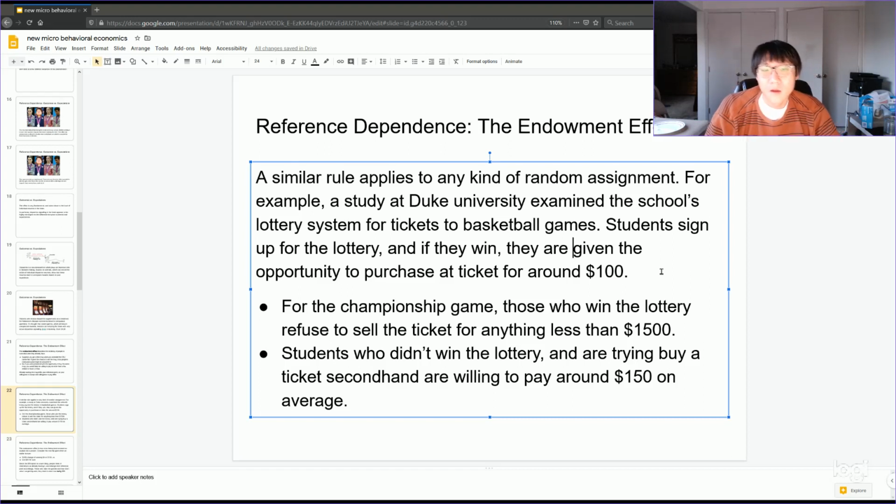However, students who didn't win the lottery tend to view the situation quite differently. They will usually say something like, well, there's a whole bunch of hype, but the tickets are very expensive. It's going to be very crowded. I'm more interested in the parties after the game anyways. They're going to tell a different story. And if you see how much they're willing to pay, often they're not willing to pay $1,000. They might only be willing to pay $100 in order to acquire that same ticket.